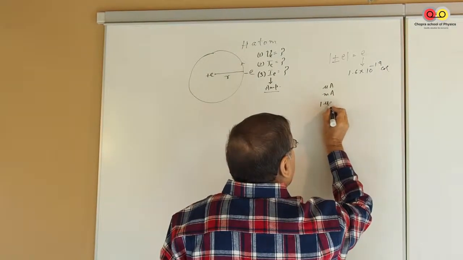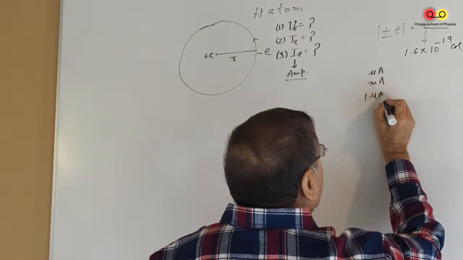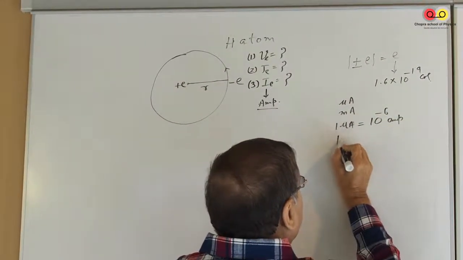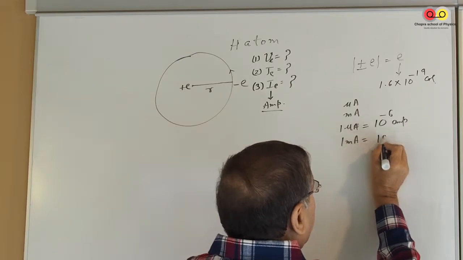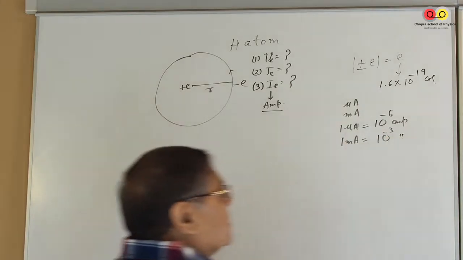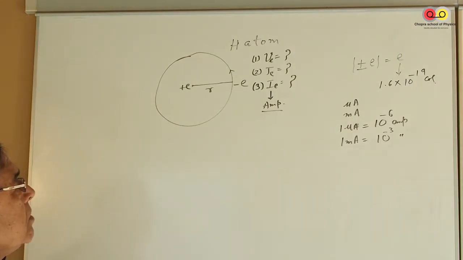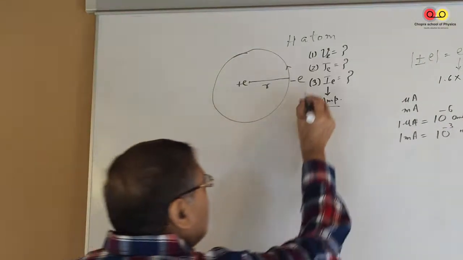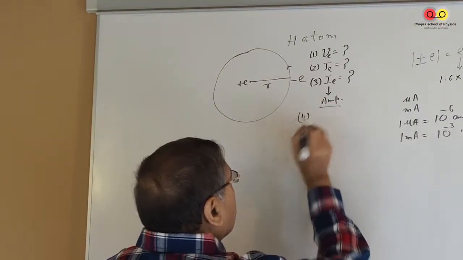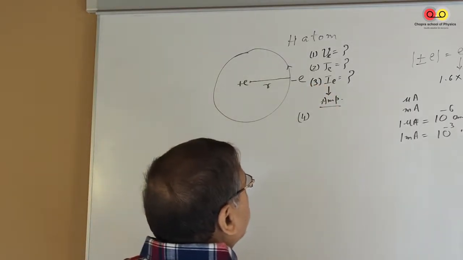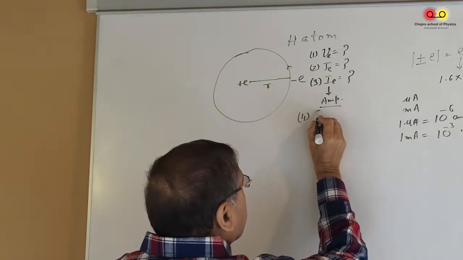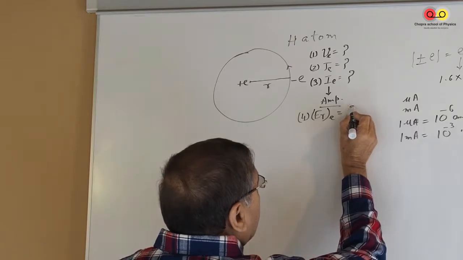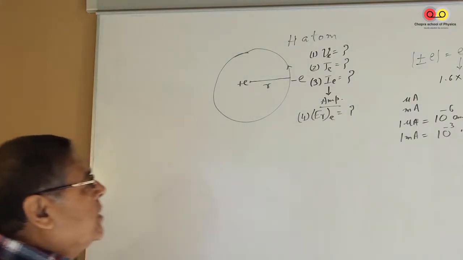1 microampere is 10^-6 ampere, and 1 milliampere is 10^-3 ampere. The third thing is we have to estimate current due to electron around the nucleus. Number 4, we have to estimate the total energy of electron around the nucleus. Total energy.